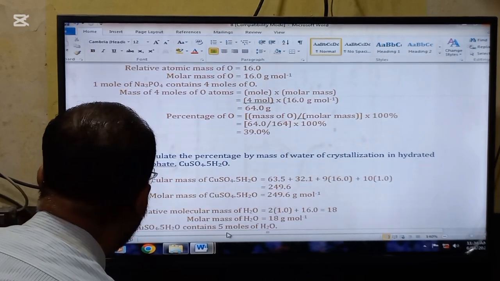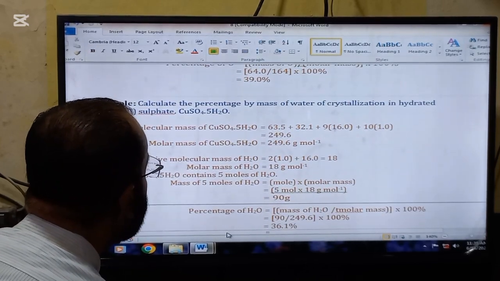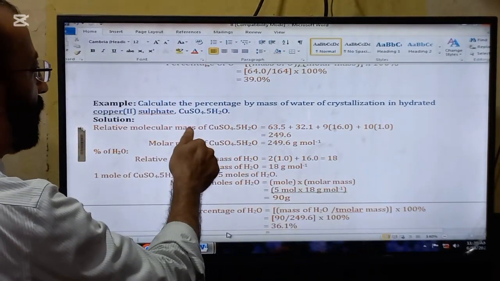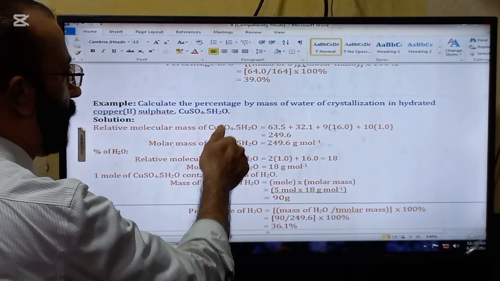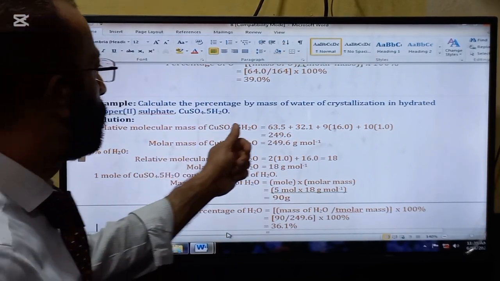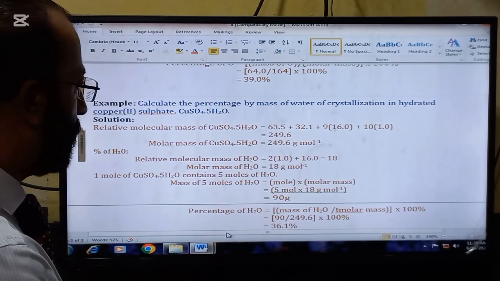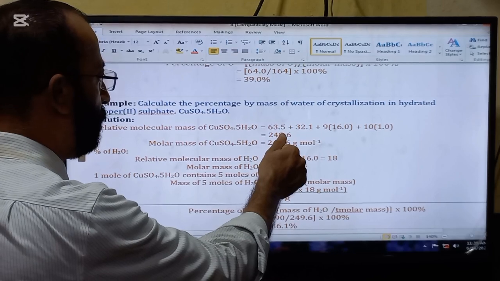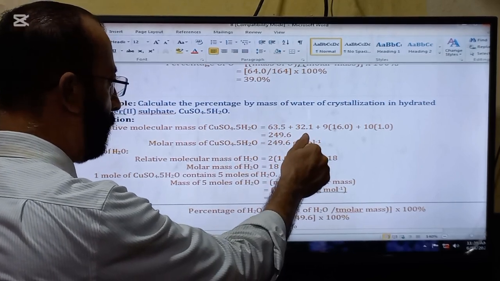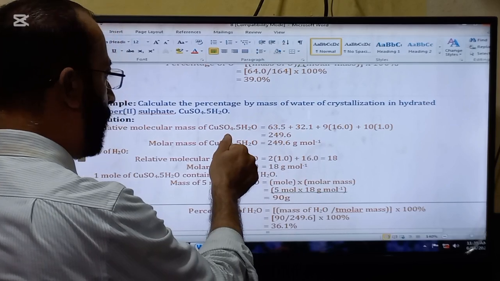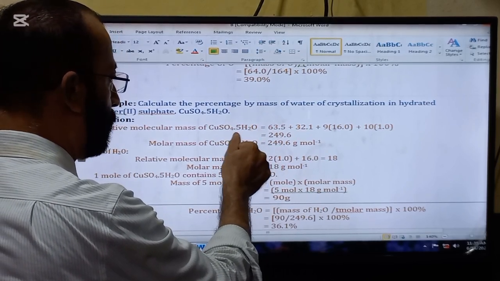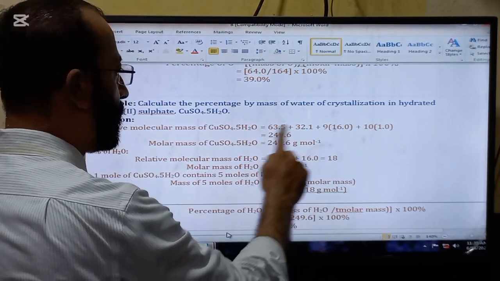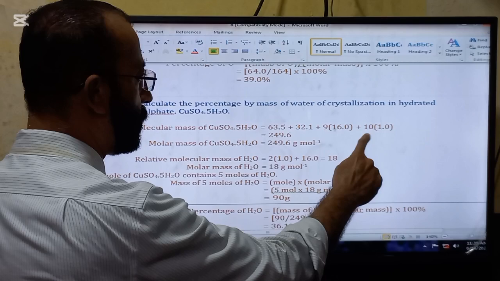Okay, next, calculate the percentage by mass of water of crystallization in hydrated copper sulfate. The formula is copper sulfate, CuSO4.5H2O. So percentage by mass of water. First we will find the molecular mass of the full compound. Copper's mass is 63.5, sulfur mass is 32.1, oxygen is 16, because there are 4 here and 5 there, total 9 O are there, so multiply by 9, and H mass is 1 and there are 10 atoms of H, so multiply by 10.